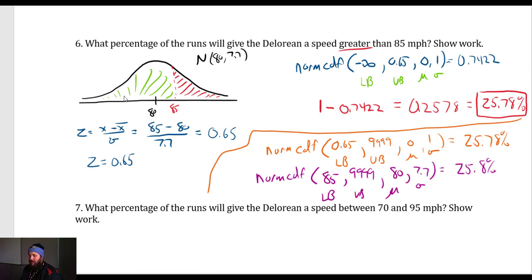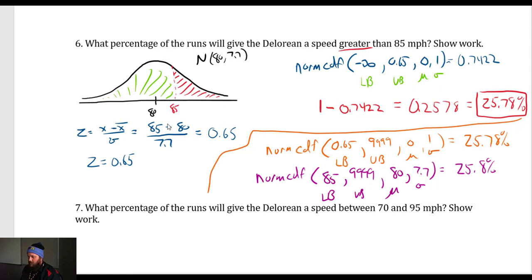Fortunately, with the TI Inspire, and I believe the 84s you can, I'm not 100% sure, but I think, actually no, I'll take that back. I believe the 84s are stuck with, you have to use z-scores, and they only give you from your value to negative infinity. But the fortunate thing with the TI Inspire is that you can adjust your lower bound and upper bound to what you want it to be to get an even more accurate percentage.